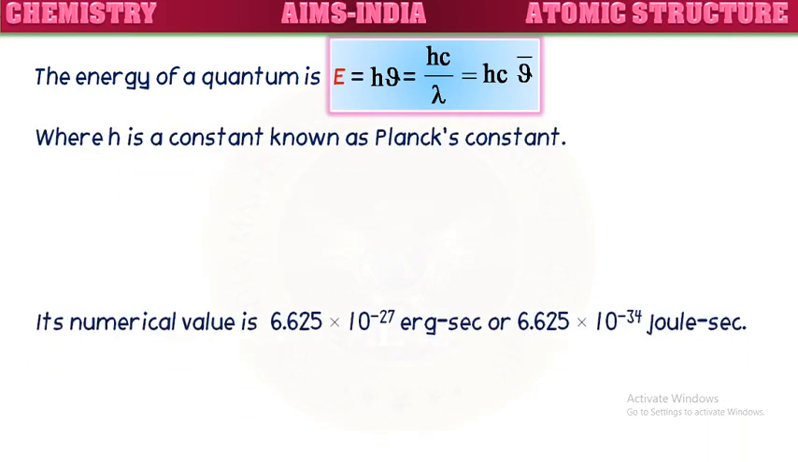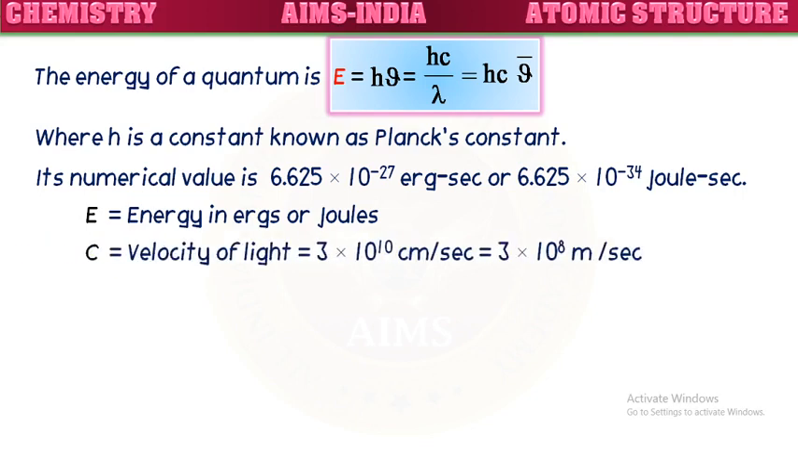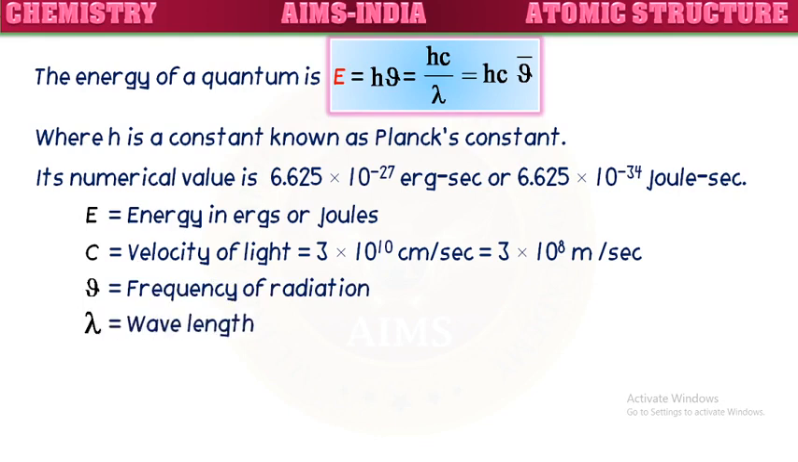So these are different expressions for calculating the energy of a quantum, where h is called Planck's constant. Its numerical value is 6.625 into 10 to the power of minus 27 erg second, or 6.625 into 10 to the power of minus 34 joule second. E is the energy of the radiation in ergs or joules. c is the velocity of light, which is taken as 3 into 10 to the power of 10 centimeters per second, or 3 into 10 to the power of 8 meters per second. And nu is the frequency of radiation, lambda is wavelength, and nu bar is wave number.